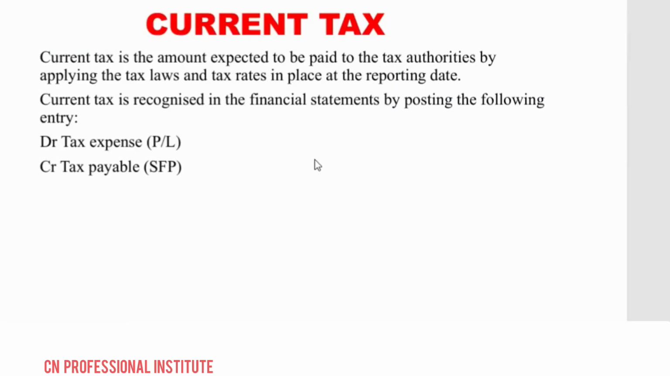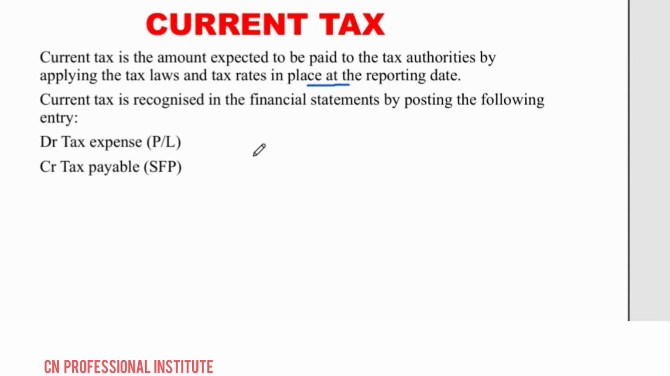Okay, so current tax. As the name implies, current tax. So current tax is the tax that you are expected to pay in respect of your current financial statement, in respect of your current statement of profit or loss, right? So it says current tax here. Current tax is the amount expected to be paid to tax authorities by applying the tax laws or the tax rate in place at the reporting period. So current tax is the tax that you are supposed to pay for the current period.